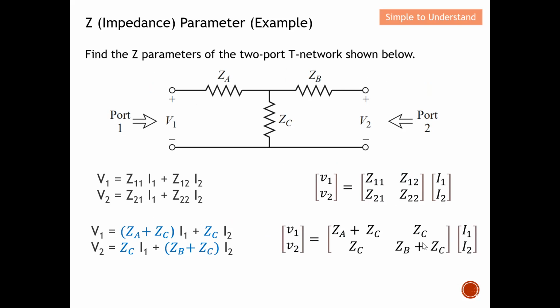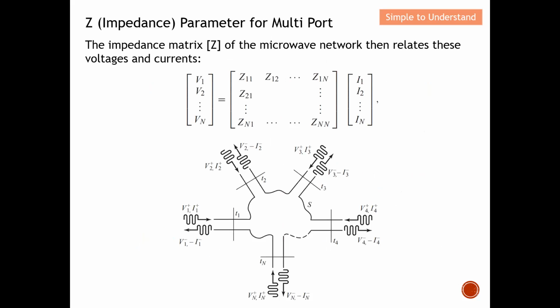This is only for a two-port network. I just want to quickly discuss multiple-port networks. So this is for a multiple-port network, with more than two ports. You can see that this matrix goes all the way to N. You can see from this diagram here, this is a multiple-port network.